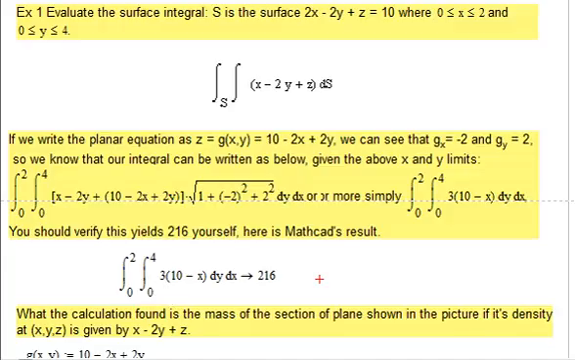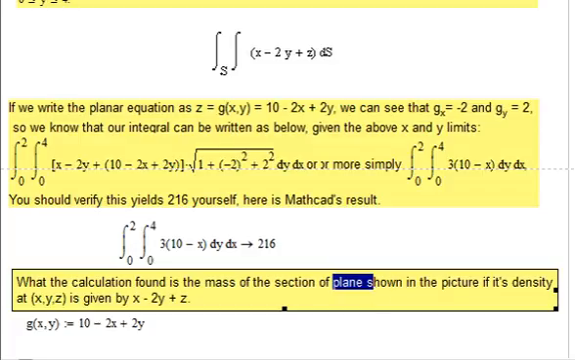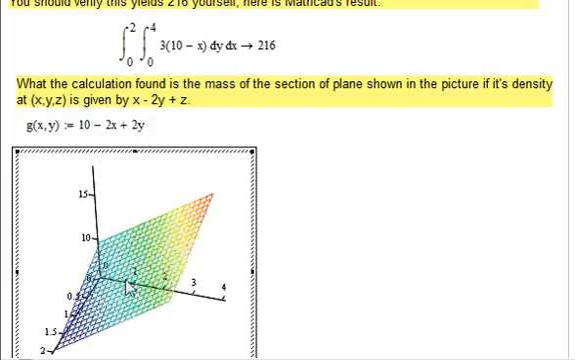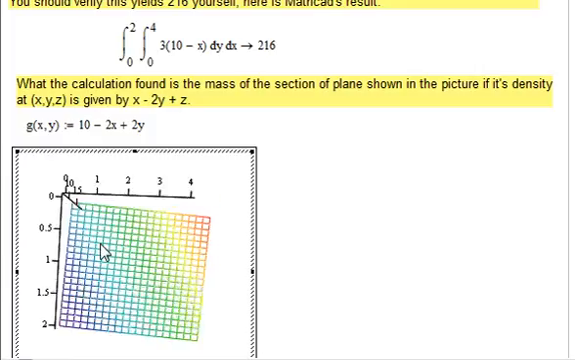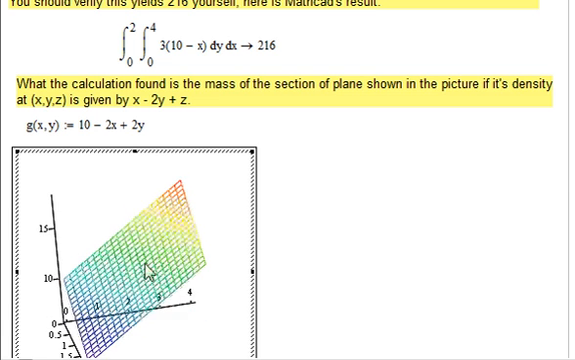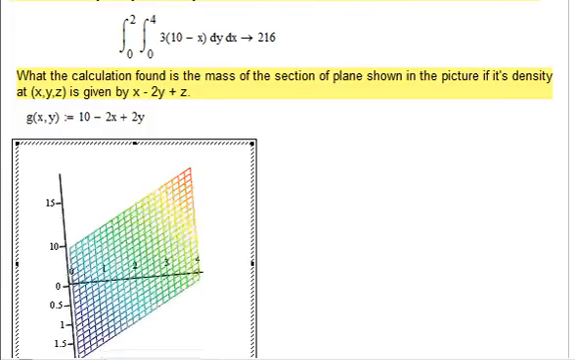So what the calculation found is the mass of the section of the plane shown in this picture below, if its density at x, y, z is given by x minus 2y plus z. And here it is. So what we found, you see x going from 0 to 2, y going from 0 to 4, is the mass of this plane, and that's enough.